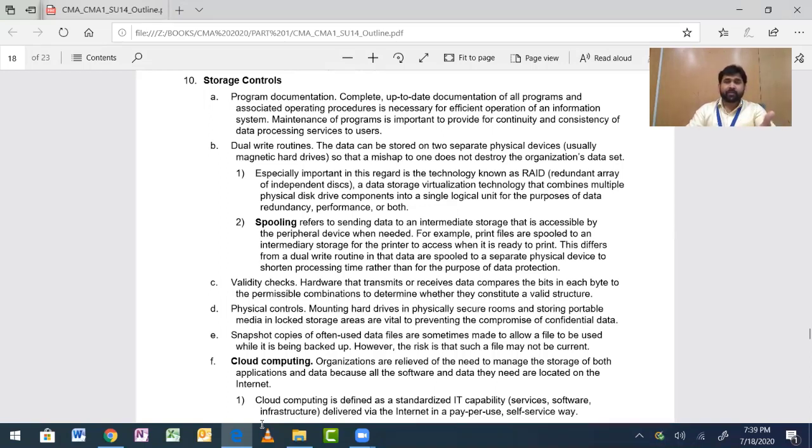The idea of this is what? When you are opening a website, 2-3 pages are temporarily downloaded in your RAM. Even if the internet goes off, you can see those 2-3 pages. After that, it will show an internet connection error. So when you are surfing, a small portion of that is temporarily saved. Validity checks: hardware that transmits or receives the data compares the bits in each byte to the permissible combinations to determine whether they constitute a valid structure.